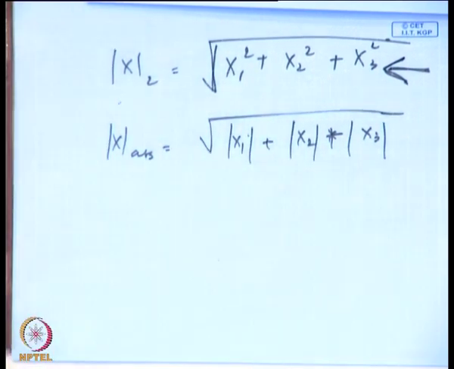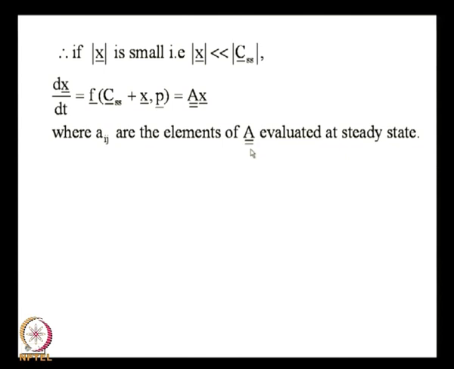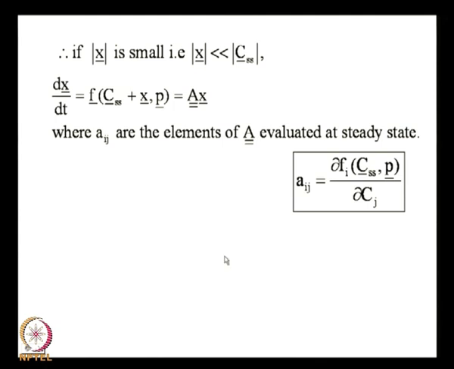So if I am going back to the screen, if I am to decide whether my x is small, I just compare the length of x as compared to the length of the other vector. When that turns out to be small, then I can make this approximation that dx/dt equals Ax. Clear? Where aij, the elements of the matrix A, are given by, just as I showed, del f. So this is a Jacobian, and aij could be written in the compact form as del fi / del xj.